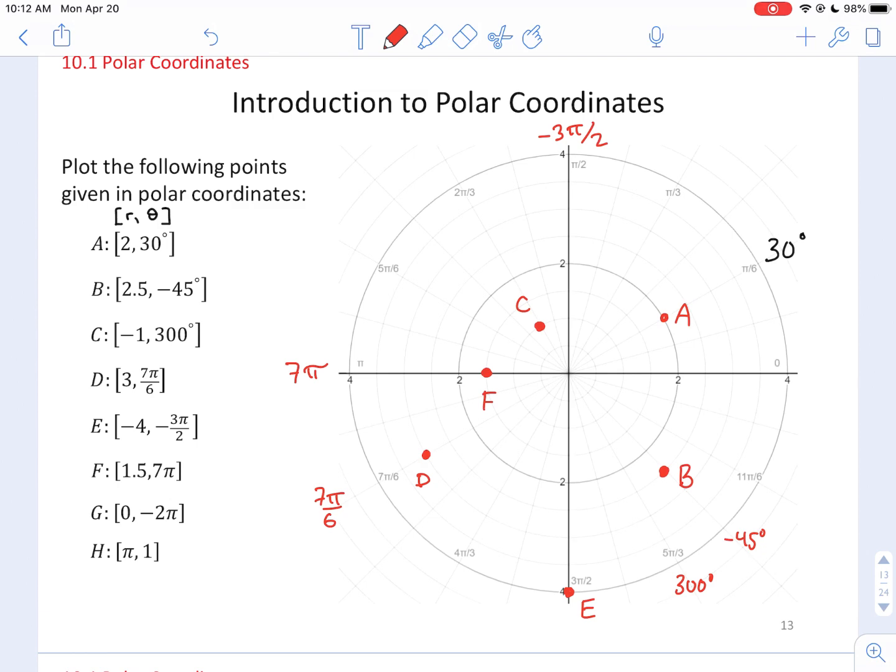And now let's focus on point G. So G says go to an angle of negative 2 pi, so that's clockwise 2 pi. We're still pointing this direction. But then when you have an r of 0, that just means don't go anywhere.